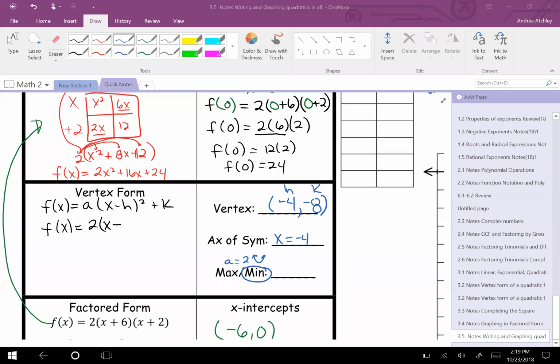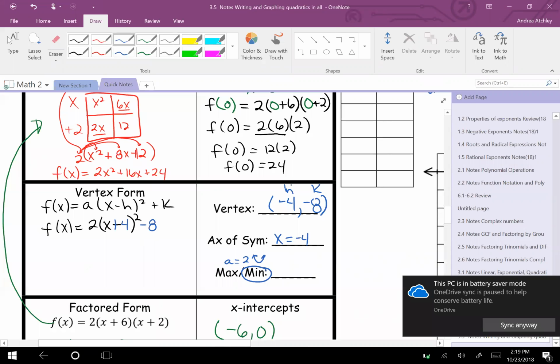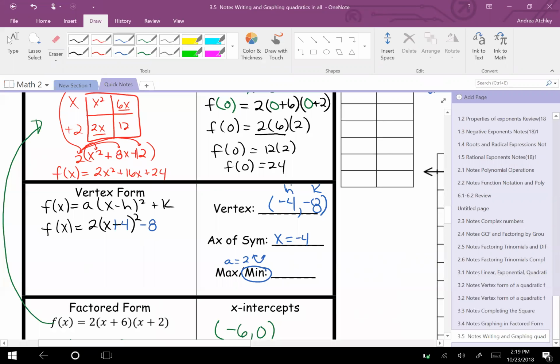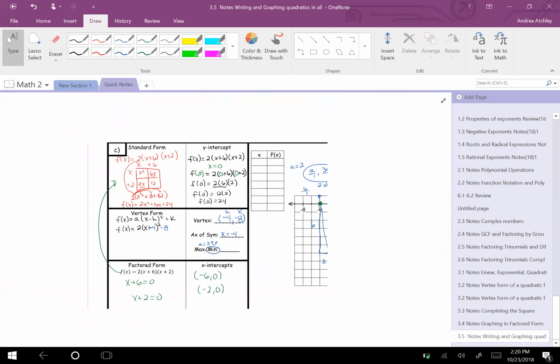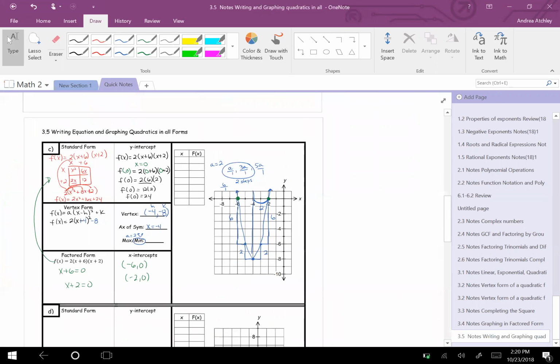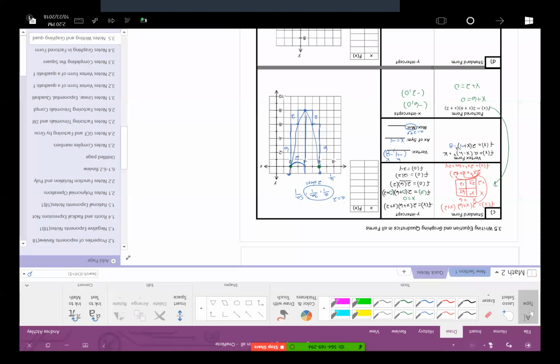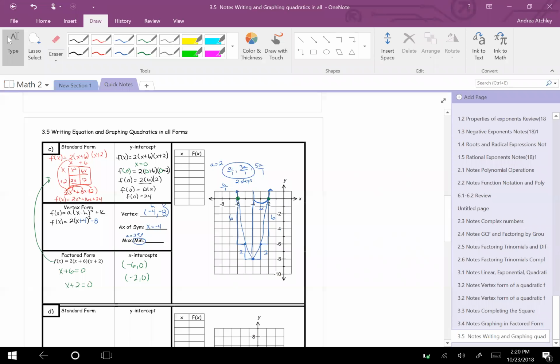Then I have x minus my h value, which is part of the vertex. Okay, so when I plug in a negative 4, it becomes a positive 4 here. You have to change the signs, remember, for the x value. Then the k is minus the 8. Any questions over that? We're all good? Okay. Ordered pairs. We have a bunch of ordered pairs, right? So let's do our ordered pairs.